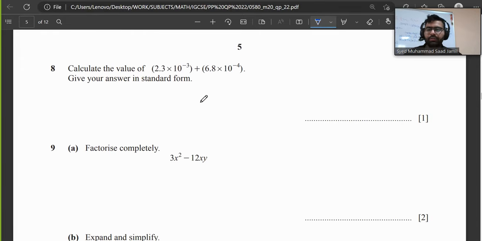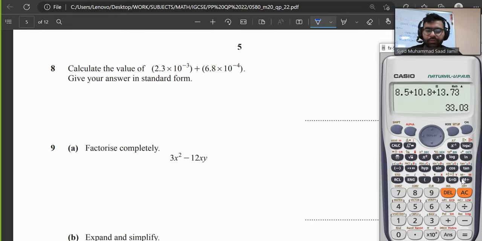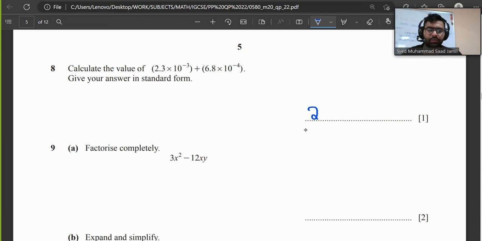Moving on to our next question, it says calculate the value of 2.3 multiplied by 10 raised to power minus 3 plus 6.8 multiplied by 10 raised to power minus 4. Since this is just of 1 mark and calculators were allowed for these papers, you would just do it like this. Then 6.8 multiplied by 10 to the power of minus 4, bracket close. Which is equivalent to 2.98 multiplied by 10 raised to power minus 3.